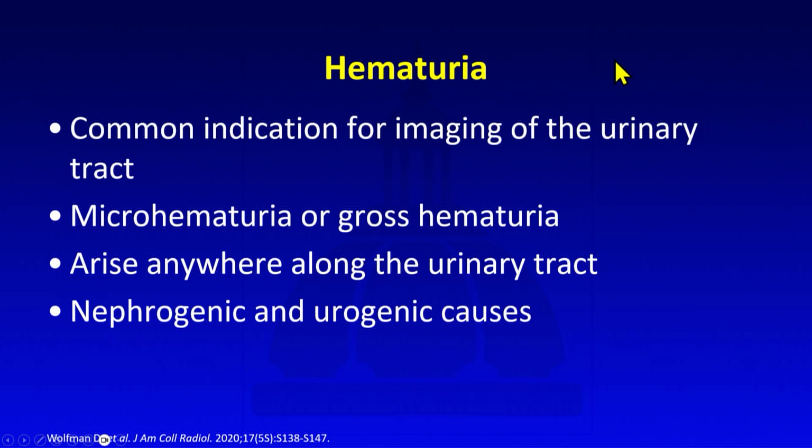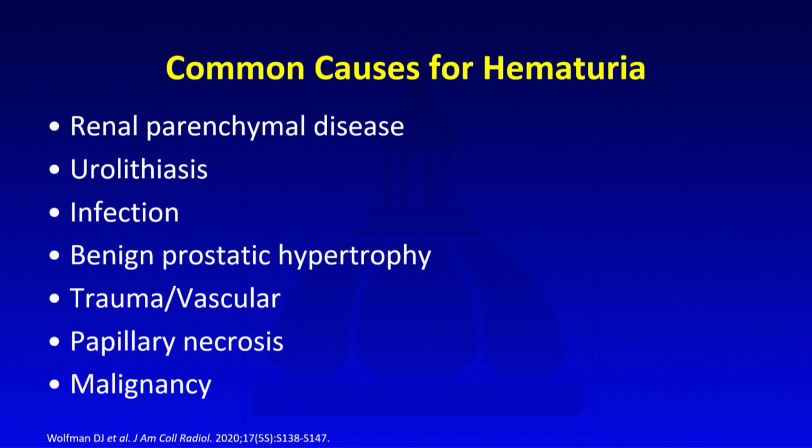Hematuria is a very common indication for imaging of the urinary tract. It can cause both microhematuria or gross hematuria. And the pathology can arise anywhere along the urinary tract, involving both nephrogenic and urogenic causes.